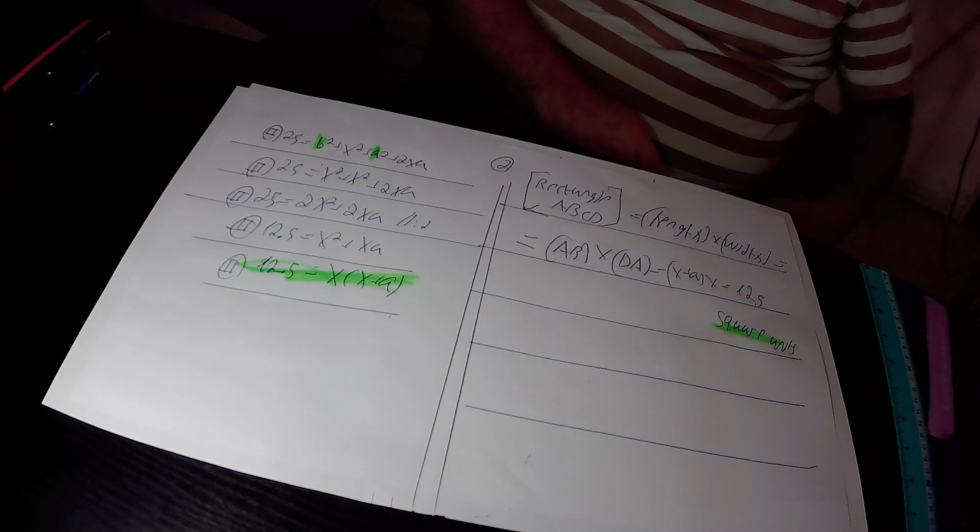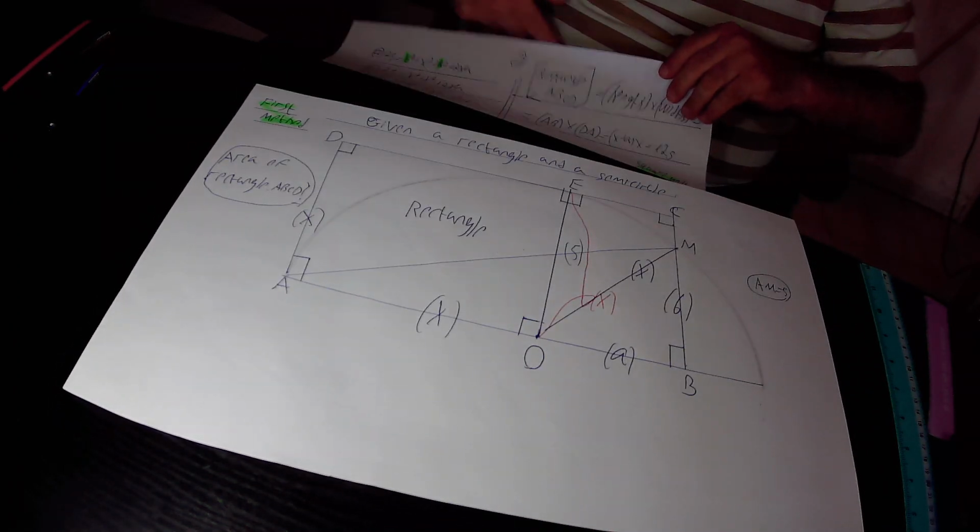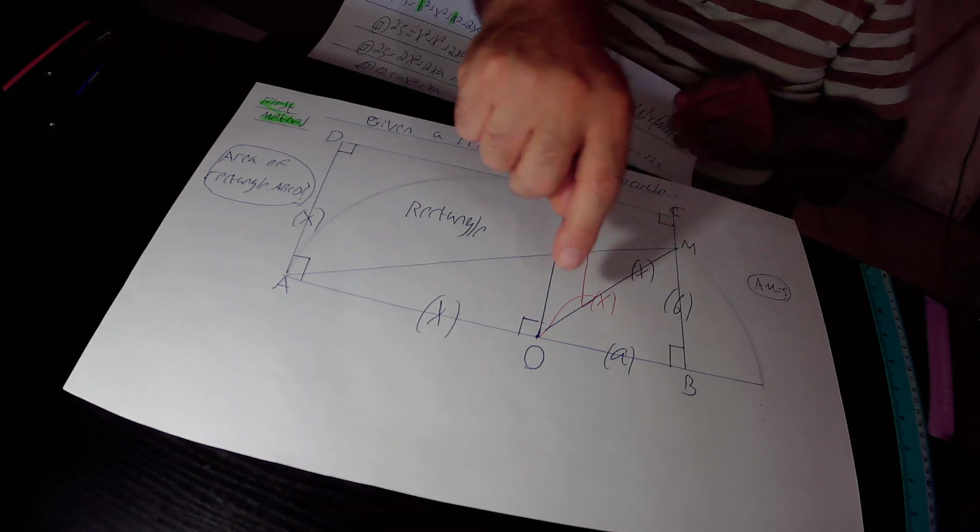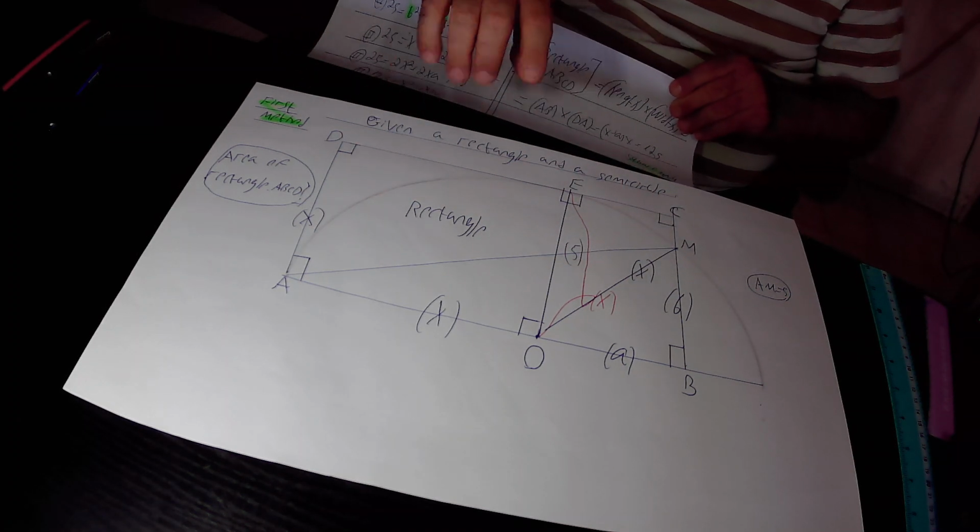We finished with the first method. In the next step, I present to you how to find the area of this rectangle ABCD according to the second method.